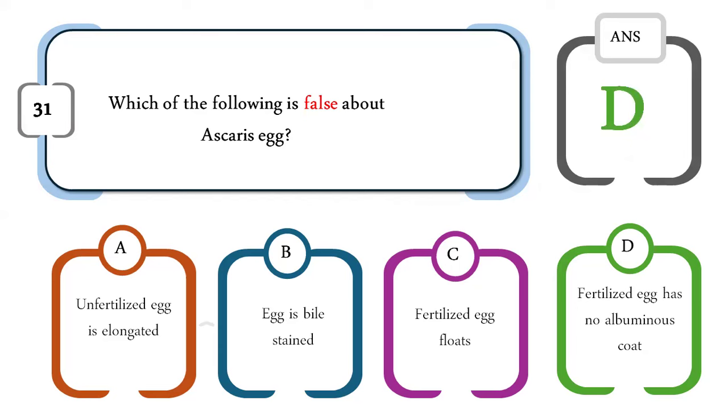This is false. These are all true about Ascaris eggs: the unfertilized egg is elongated, and eggs are bile stained. Both fertilized and unfertilized eggs are bile stained, and fertilized eggs float in saturated solution of common salt. What is false is that the fertilized egg has no albuminous coat. The fertilized egg is surrounded by a thick translucent shell with an outer albuminous coat in the form of rugocytes.